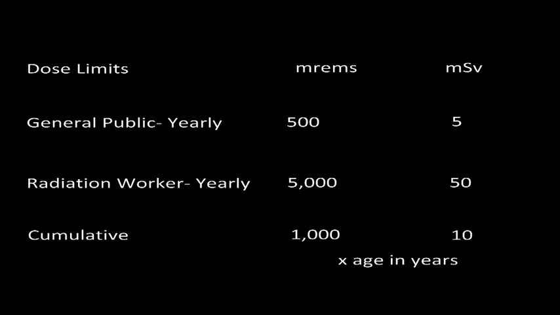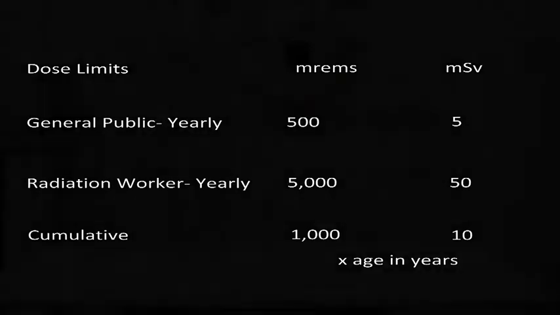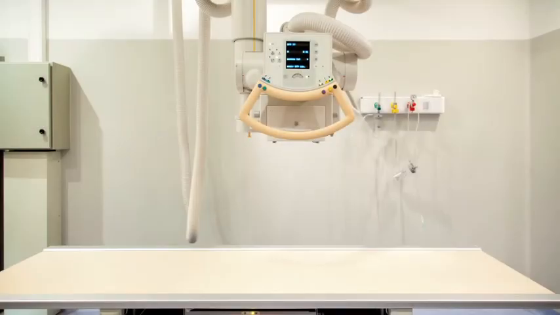For example, if a radiologic technologist is 35 years old, his or her total exposure should not be more than 35,000 millirem, or 350 millisievert. The radiation safety officer must make available a cumulative occupational dose history form if requested by a technologist. Yearly dose limits for specific body parts are based on their radiosensitivity and susceptibility to damage from ionizing radiation.